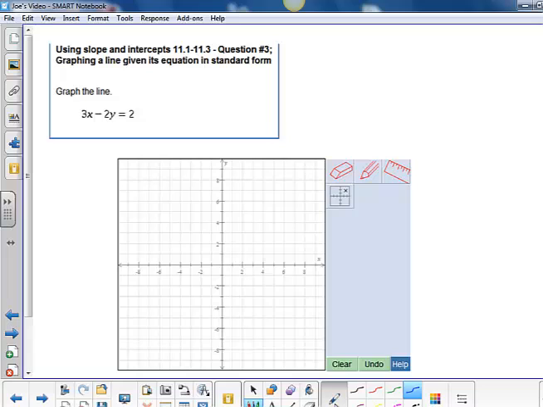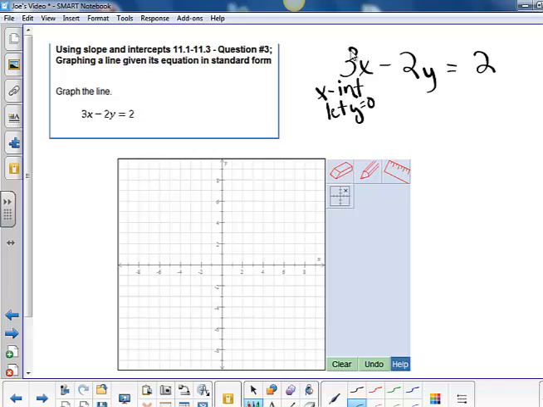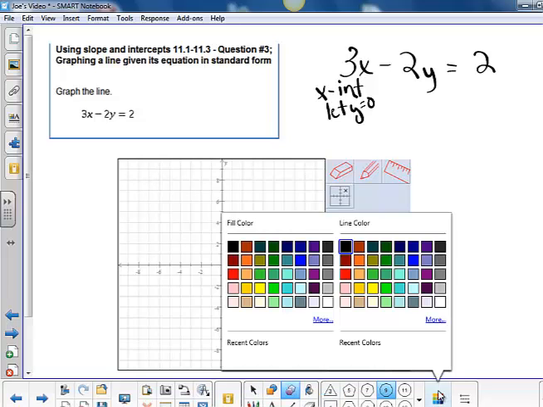So I'm going to rewrite this equation: 3x minus 2y equals 2. When we use the cover-up method, remember that's using intercepts. To find the x-intercept, I need to let y equal 0. When y equals 0, I can actually cover up. So I'm going to insert a little shape here with some color that we can move back and forth so you can see me covering it up.